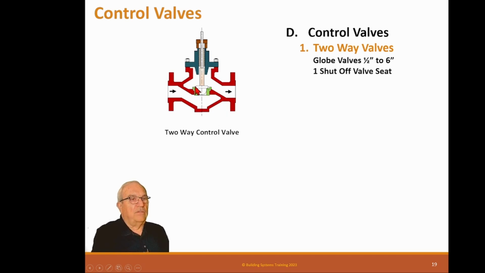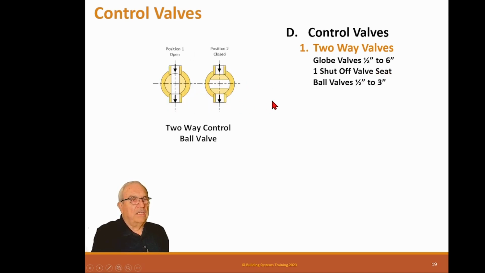So this is a globe valve. It's got a globe seating. This is a parabolic seat. So basically, when this rises up, it is in a parabolic fashion, giving you that equal flow. Globe valves are 1/2 to 6 inch. They have one shut-off valve seat. So there's two-way valves. This is a globe valve. Then we have ball valves, 1/2 inch to 3 inch. You can get an industrial ball valve bigger, but man, they're super expensive, so you want to stay this way. And of course, this has a ball in it that's got a hole drilled, and as soon as you turn it, it closes off. So that's a ball valve.